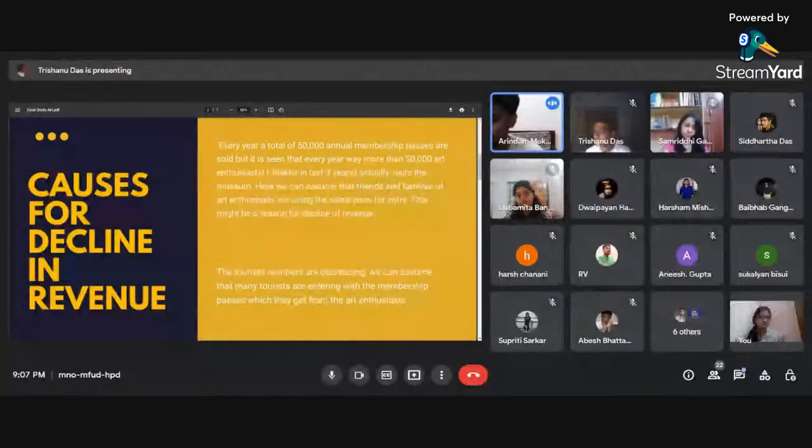Another thing is that the number of students is decreasing yearly. So we can assume that the students are also entering with the membership passes which they are getting from the art enthusiasts. This is also a problem because students are another way they can get in.